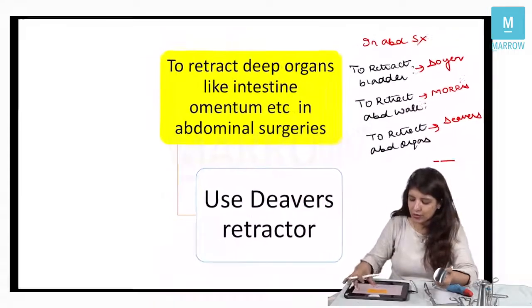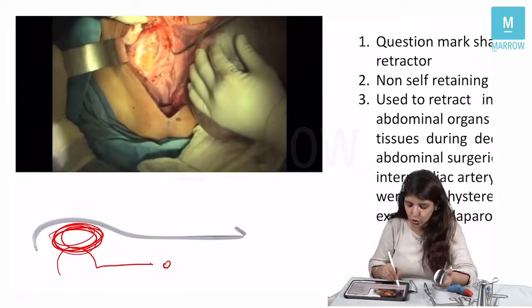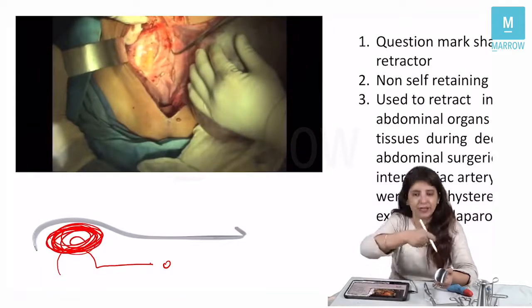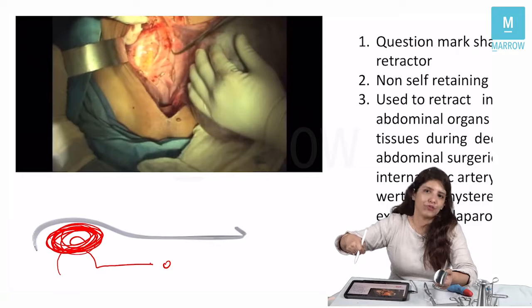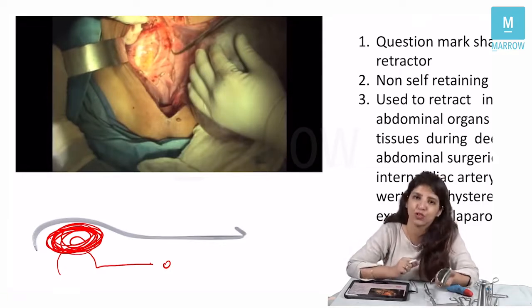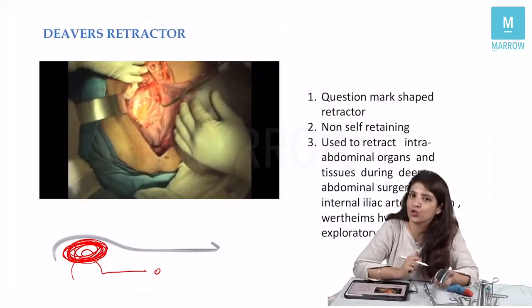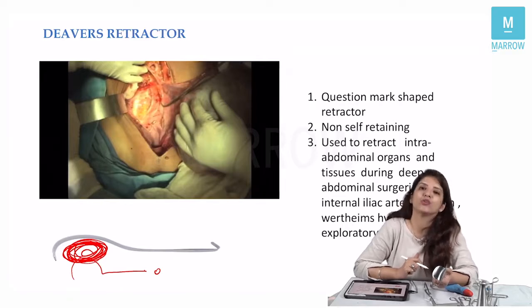Now, when you are using a Deaver's retractor, you always have to put a swab here and then you have to put the Deaver's retractor. Otherwise, that can lead to a little bit of trauma or injury as well, right? Now, all these retractors which I had shown you, they were non-self-retaining. In other words, the assistant will have to hold the retractor.